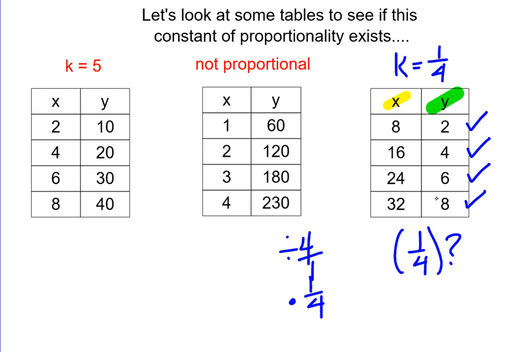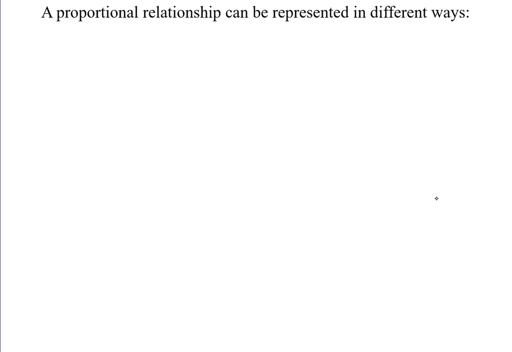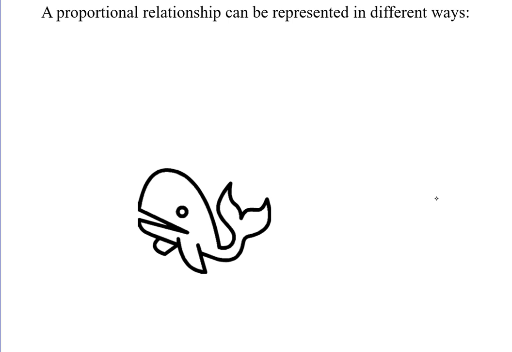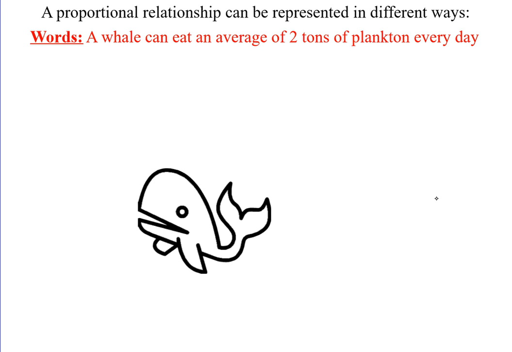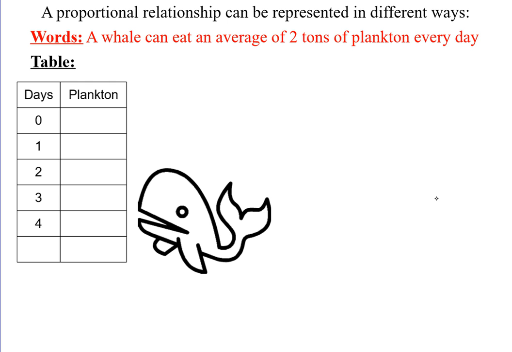So now let's take a look at all the different ways that we can show a proportional relationship. Now, I'm going to use my friend here, the whale, and the whale's going to help us to look at it in 4 different ways. Now, we did look at a table. We're going to introduce those other 3 ways right now. So here we have it in words, and I'm going to say that a whale can eat an average of 2 tons of plankton every day. Now, we have in our mind what's really happening here, and from that, we can build our table that we were just talking about.